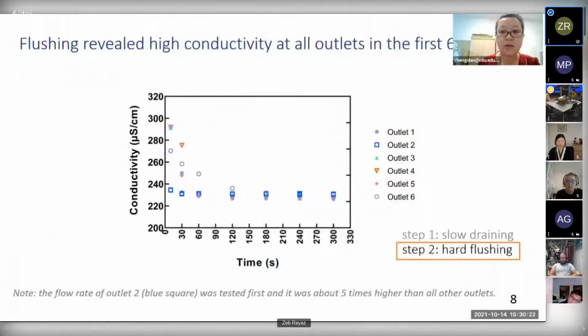These plots show that conductivity decreased over time during the hard flushing event for all the outlets except for outlet 2. This is likely caused by the higher flow rate of outlet 2, shown in blue square, which was tested first, and it was about 5 times higher than all other outlets.